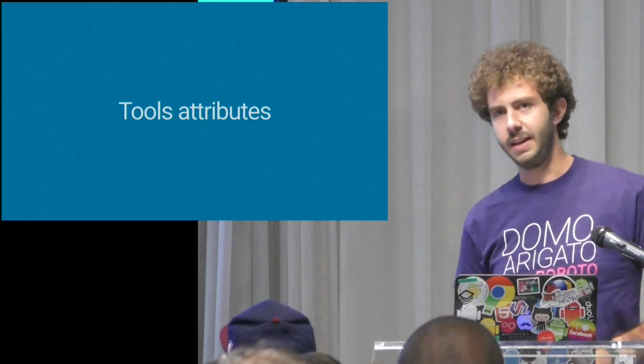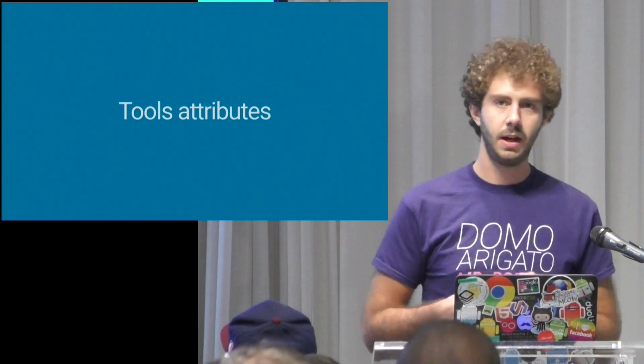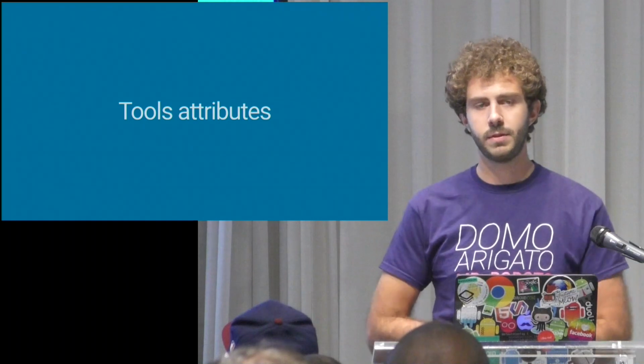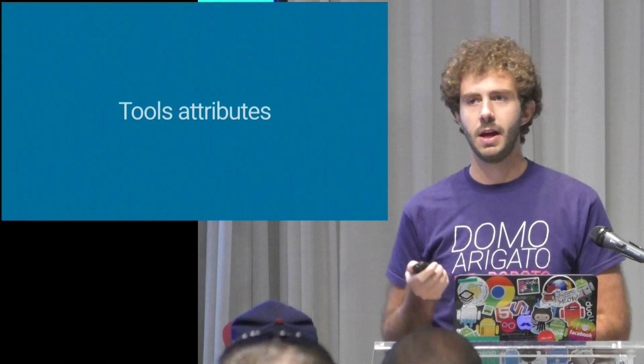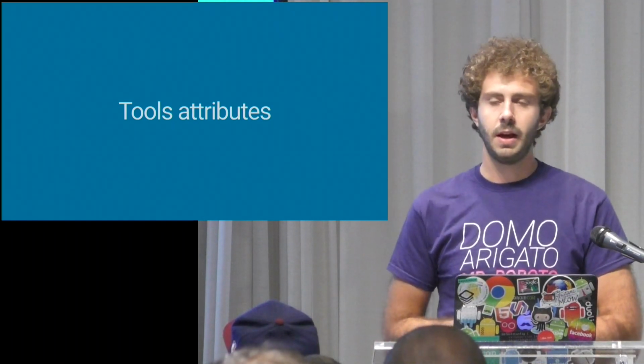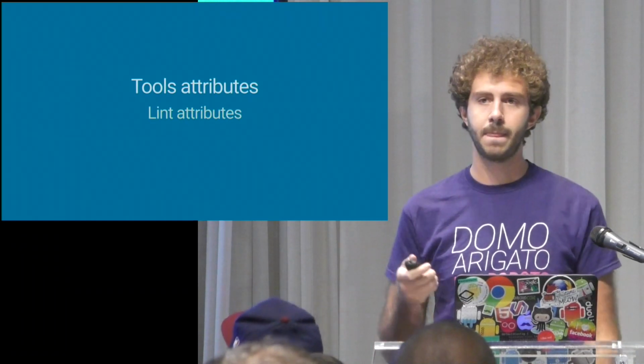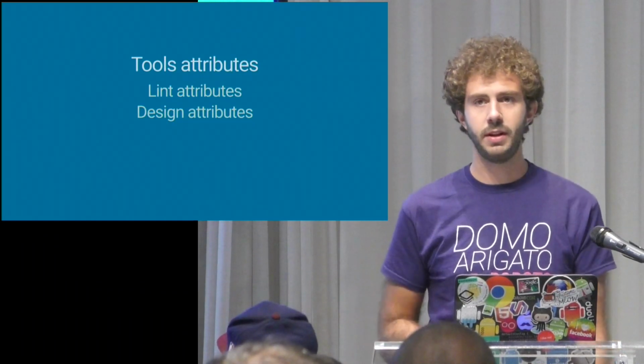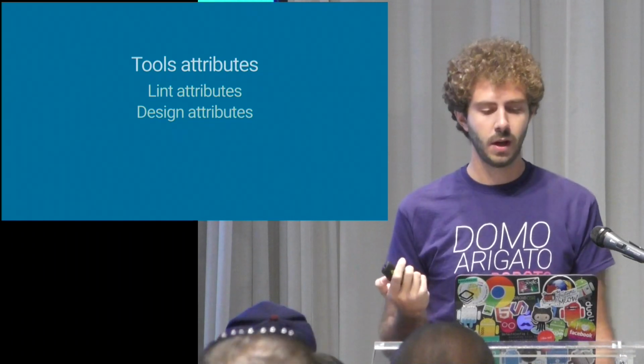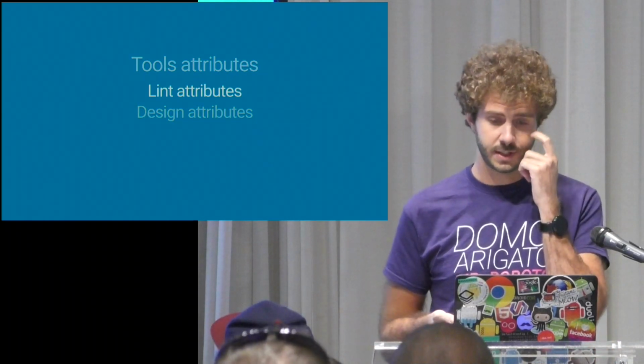But there's not only that in the tools namespace. There's actually a quite sizable set of attributes that come with it that I like to split up in two families. One is the Lint attributes, and the other one is the design attributes. We're going to look at the Lint attributes first.